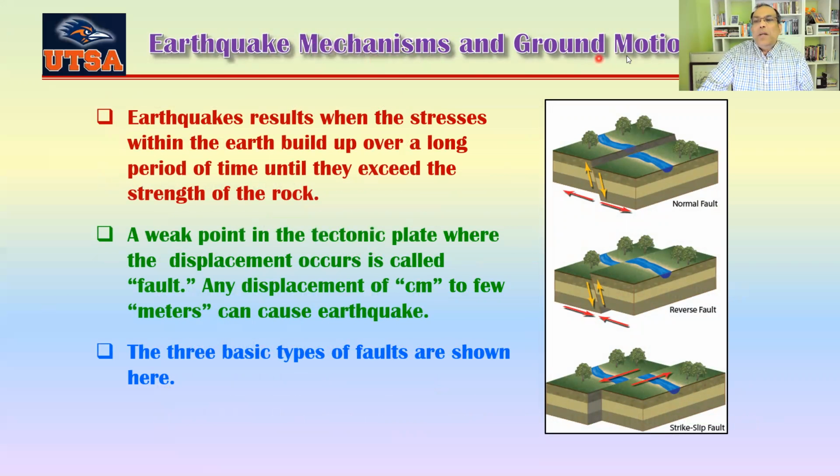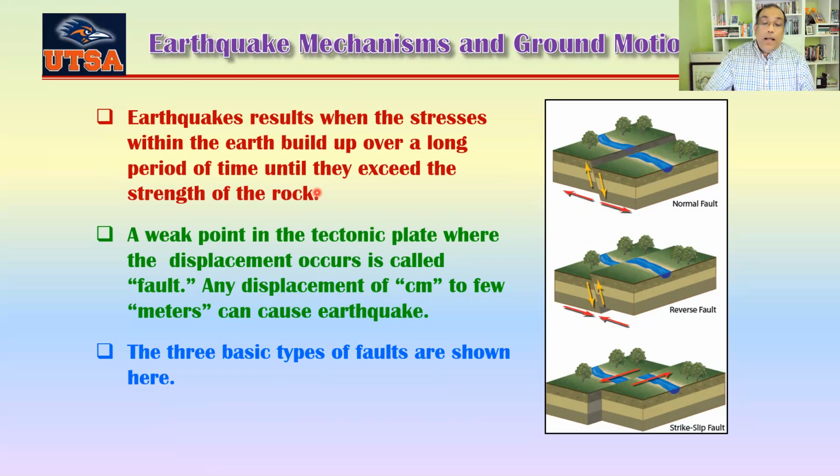Now, earthquake mechanism and the ground motion. An earthquake results when the stress within the earth builds up over a long period of time until it exceeds the strength of the rock. You know that we have a certain number of tectonic plates in the bedrock, right? If a lot of stress is generated that exceeds the strength of the rock, then there could be a fracture. And when a fracture occurs, basically an earthquake happens.